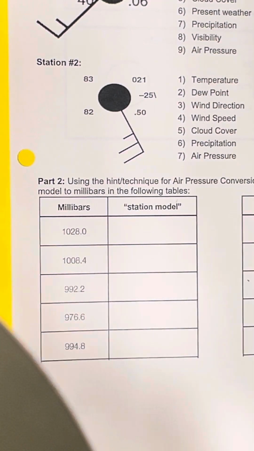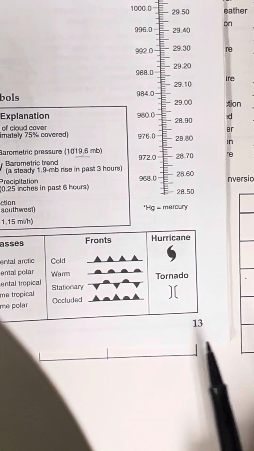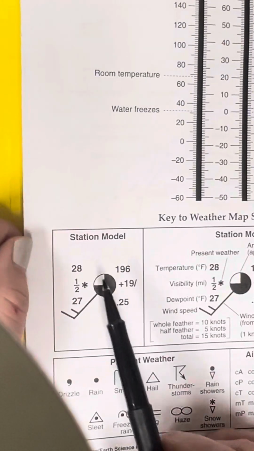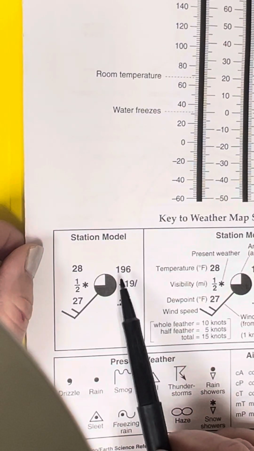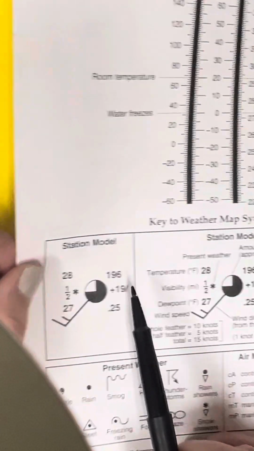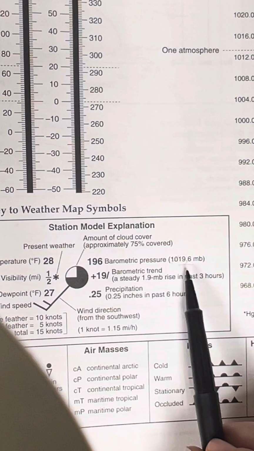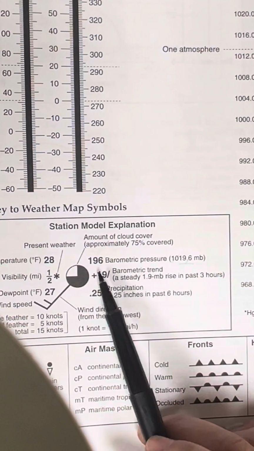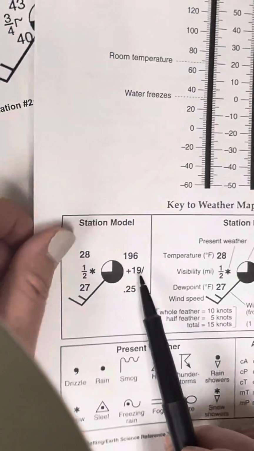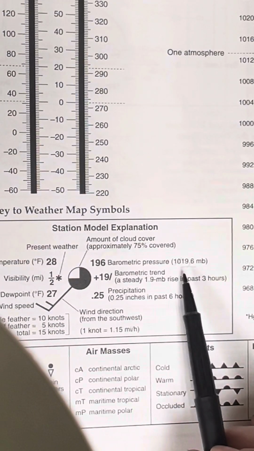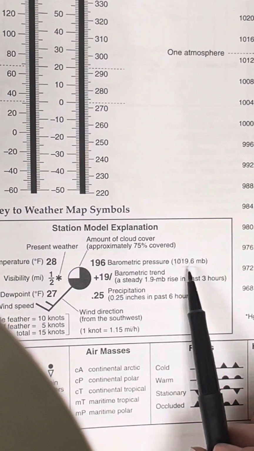For this video, you're going to want your reference table open to page 13. For the station model, you're always going to report 3 digits. What I like about the reference table is they give you the actual air pressure here, 1019.6 millibars, but notice that only the 196 would go on the reported station model. You are only reporting the last 3 digits.